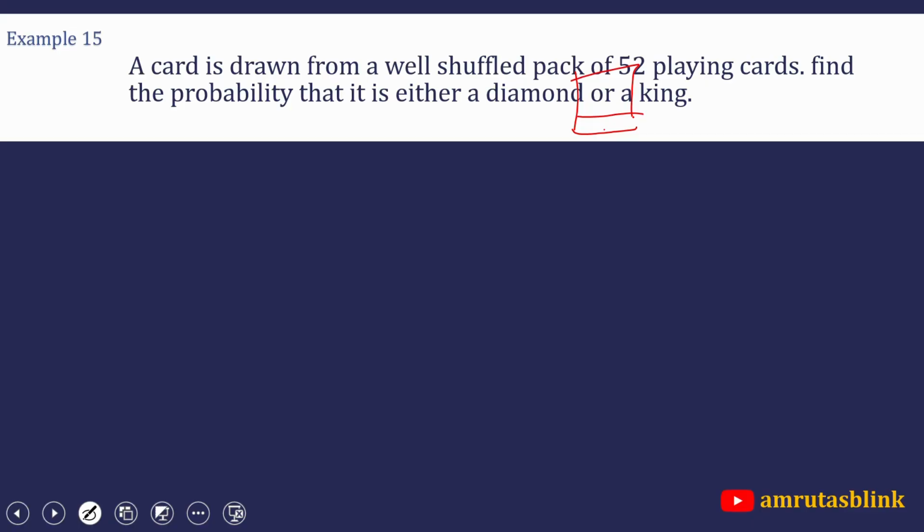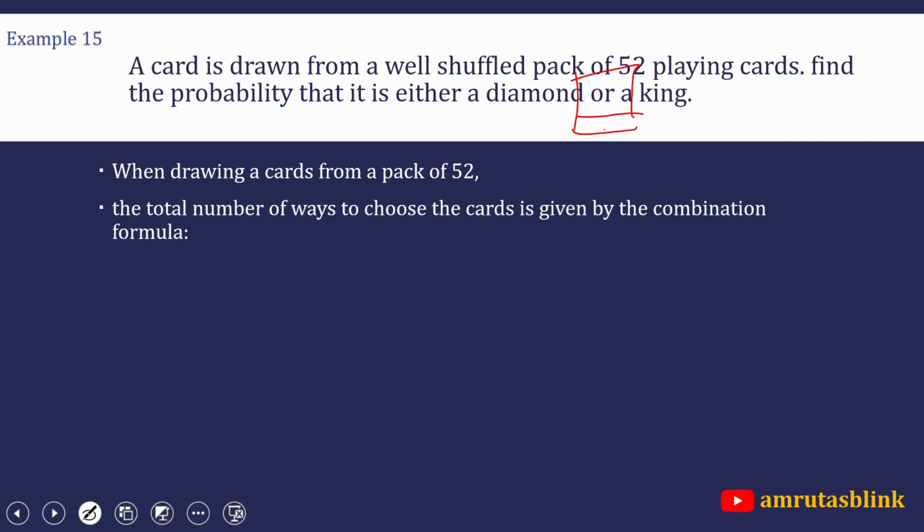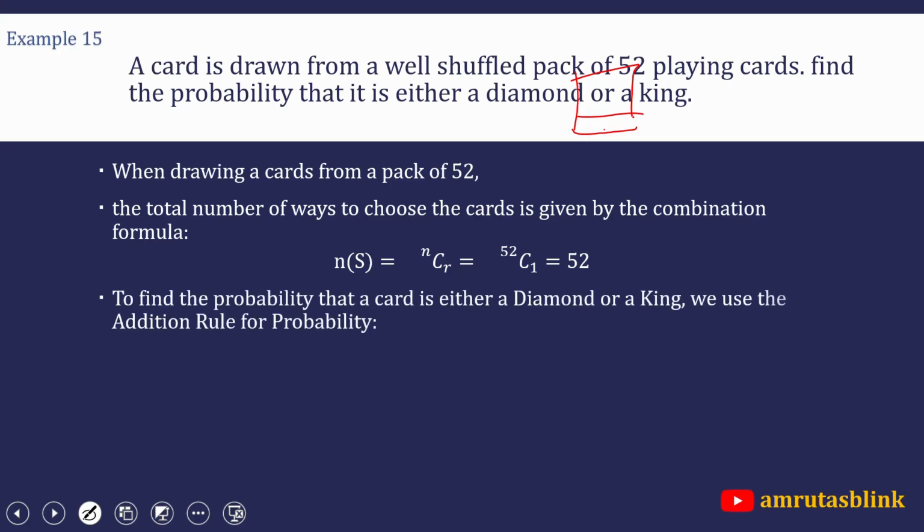Now you can easily find the probability of choosing a diamond. How many diamond cards are there? 13. So 13 by 52. Or maybe a king. How many kings are there? 4. So 4 upon 52 and so on. But here it is either a diamond or a king. So when drawing a card from 52 cards, the total number of ways to choose the card is given by the combination formula, that is 52Cr, which is equal to 52C1, which is equal to 52. Hence n of S is equal to 52.